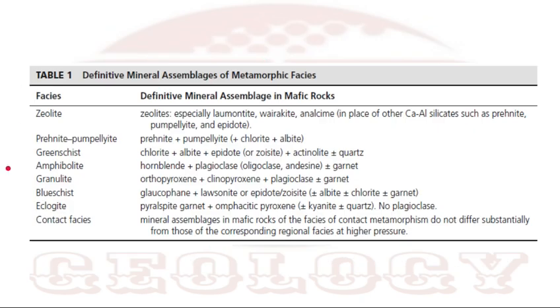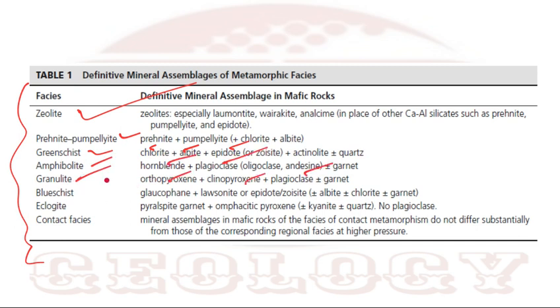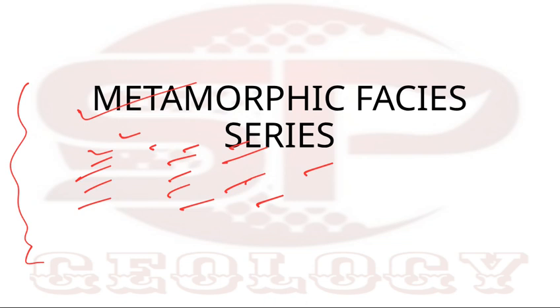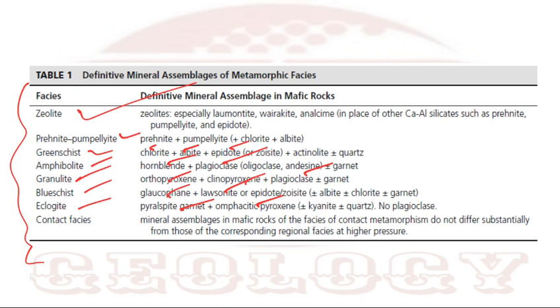So this is the assemblage of basic protolith: zeolite, prehnite, pumpellyite, greenschist, chlorite, albite, epidote, amphibolite, hornblende, plagioclase, granulite, OPX, CPX, plagioclase, blueschist, glaucophane, lawsonite, eclogite, garnet, omphacite. About the metamorphic facies series, that will be taught to you by Subho sir.